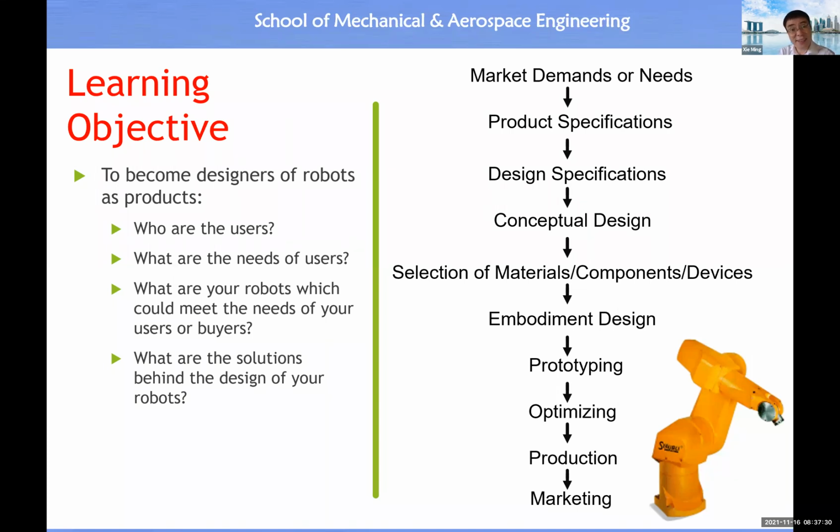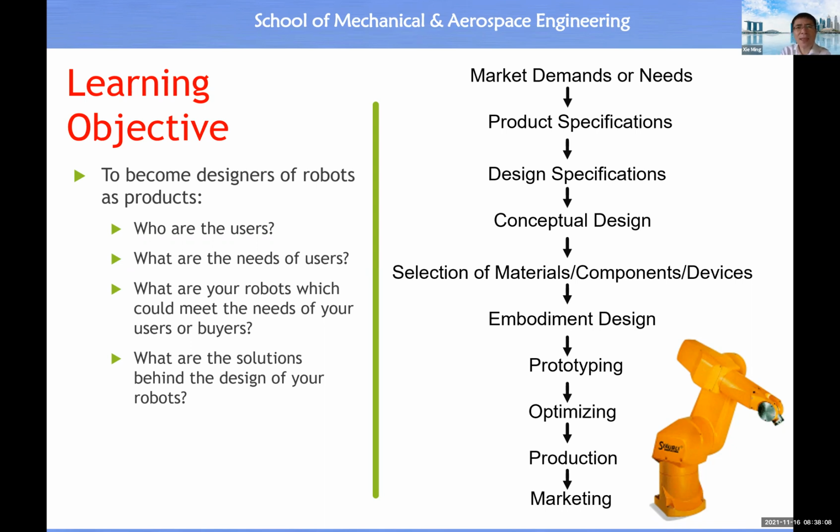And there are 2 scenarios for you to answer the first 2 questions. Scenario number 1 is the case in which you have a specific user. Therefore, you follow the guideline or the procedure or steps in the right part of this slide, in order to come out with the conceptual design, embodiment design, then you do the prototyping, optimization, etc.